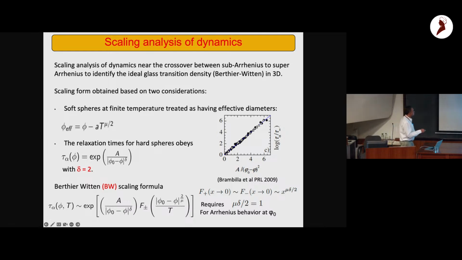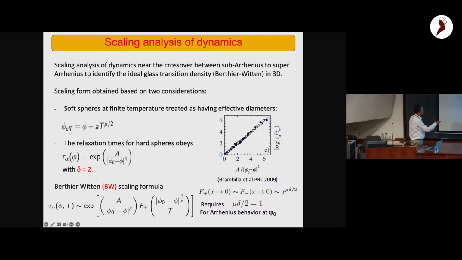So the 2 considerations that go into doing that analysis is first to say the soft spheres at finite temperature I can treat as hard particles with an effective diameter. And these guys took the effective diameter as the one given by the number density minus a temperature dependent factor. And the second, so we'll come back to this question of whether this is the best way to do an effective diameter calculation, and it's not. We did something a little bit better, but that's also not the best way to do it. But that's one idea.